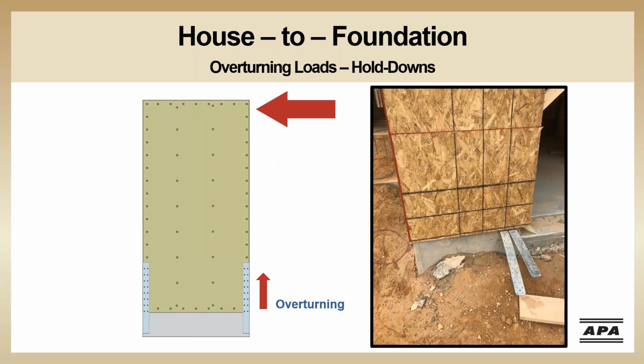In this photo, both hold downs are installed on the right side of the panel. When the wind blows from the right, the panel will probably be okay. But when the wind blows from the left, there's nothing to provide a load path for the overturning load that will occur on the lower left corner. Without a complete load path, the panel is likely to separate from the foundation. Hold downs should be installed on the furthest edges of the panel in order to be the most effective.